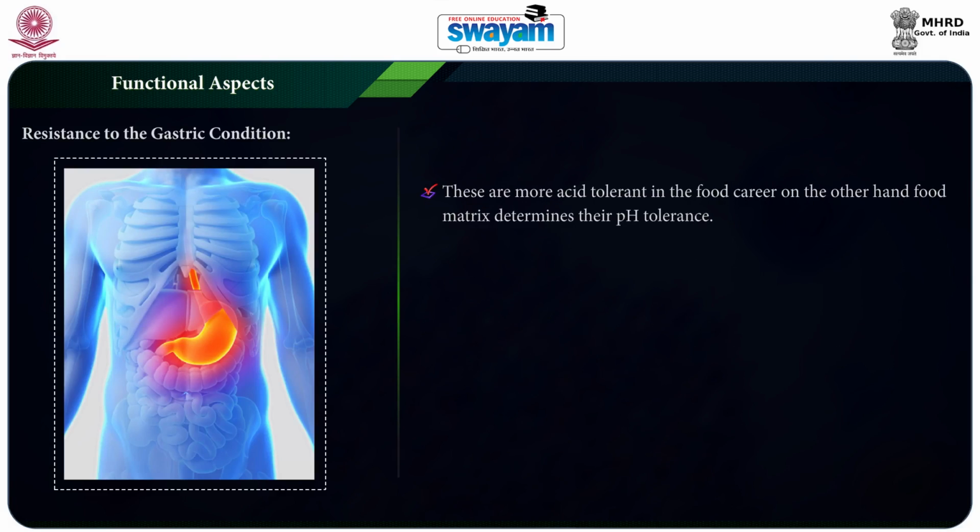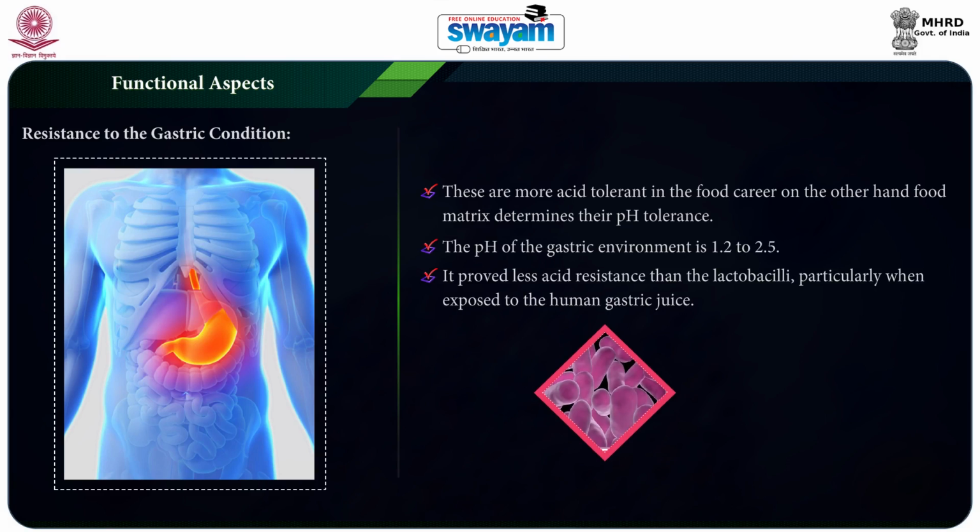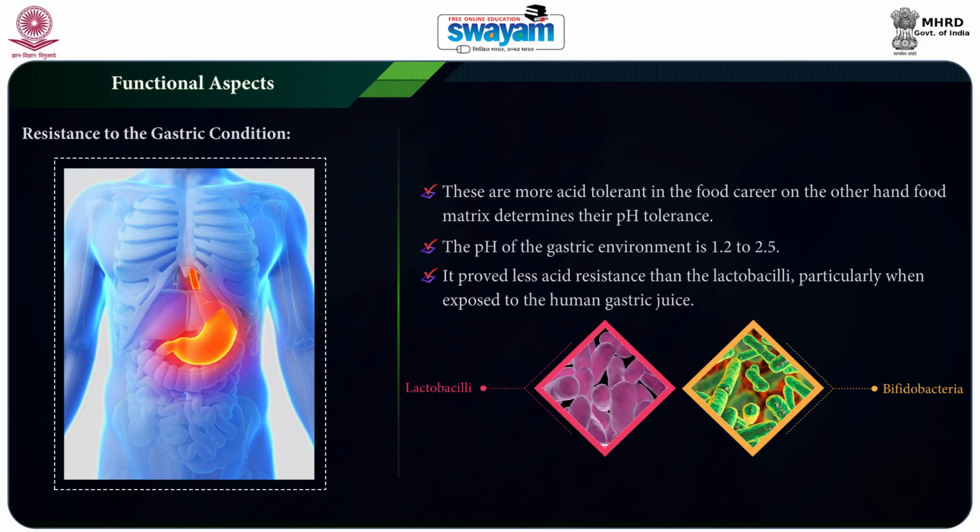Lactobacilli are more acid tolerant in the food carrier. On the other hand, food matrix determines their pH tolerance. The pH of gastric environment is 1.2 to 2.5. The bifidobacteria, however, proved less acid tolerant than the lactobacilli, particularly when exposed to human gastric juice.